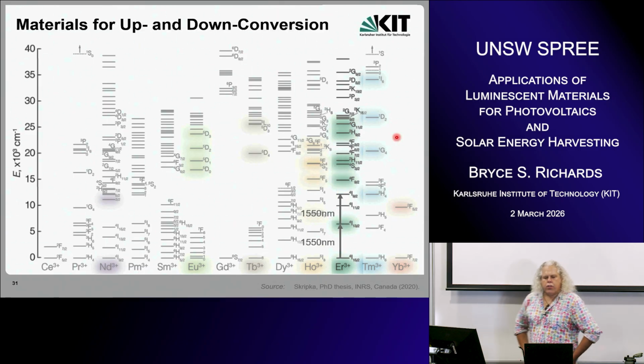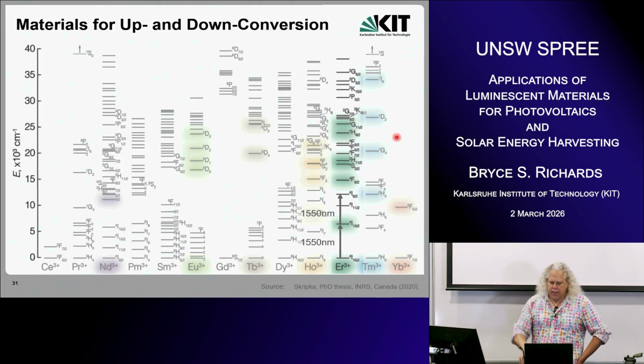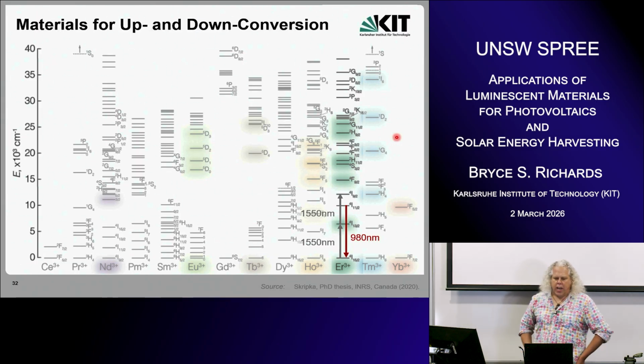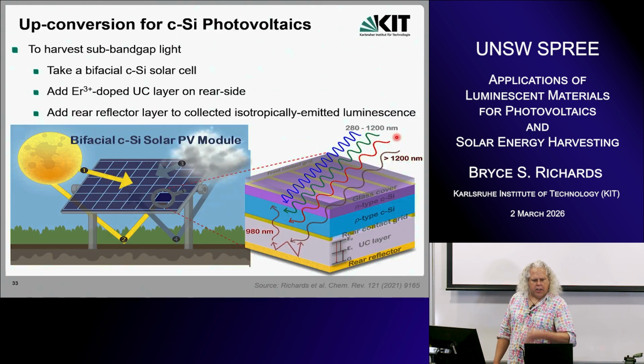But it turns out you can do the same for 1550. So you can have 1550 photons coming in, 2 of them, they add together, and you can get a single 980 nanometer photon coming out. Now, this sounds more useful. Let's see what we can do with that as we explore upconversion.